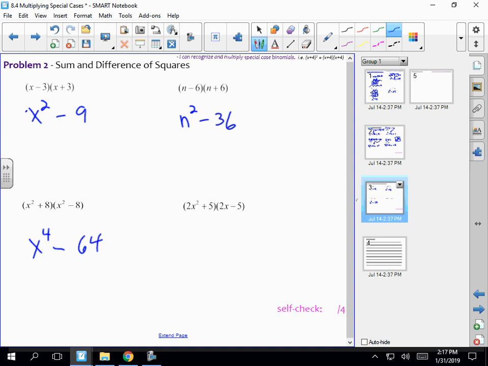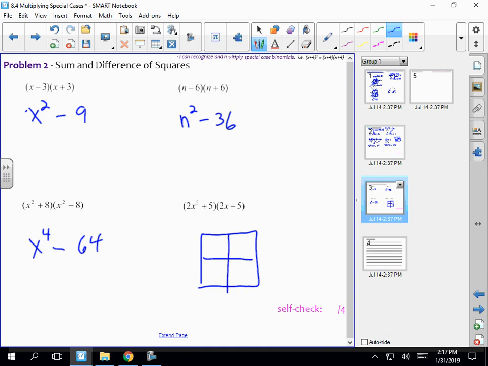Okay, why can I not use this little shortcut on this one? What's wrong with it? Sarah, do you see? Yep, she's right. These have to be exactly the same, and they are not. So you have to FOIL it, or use the box, whatever.